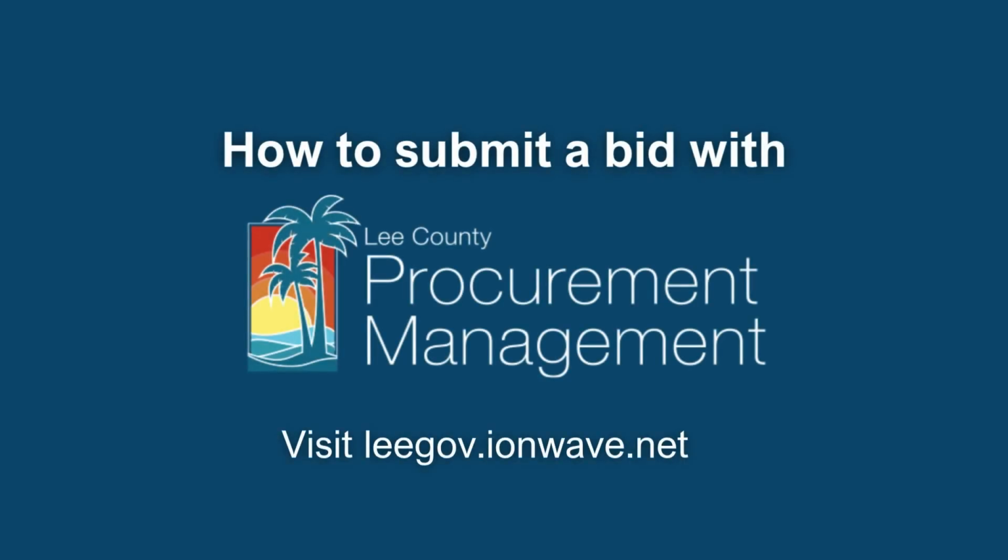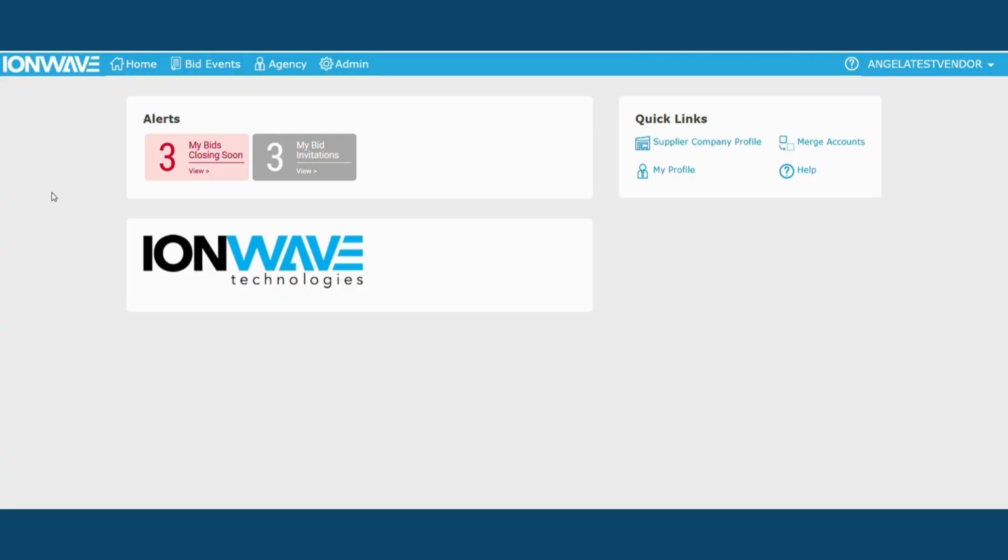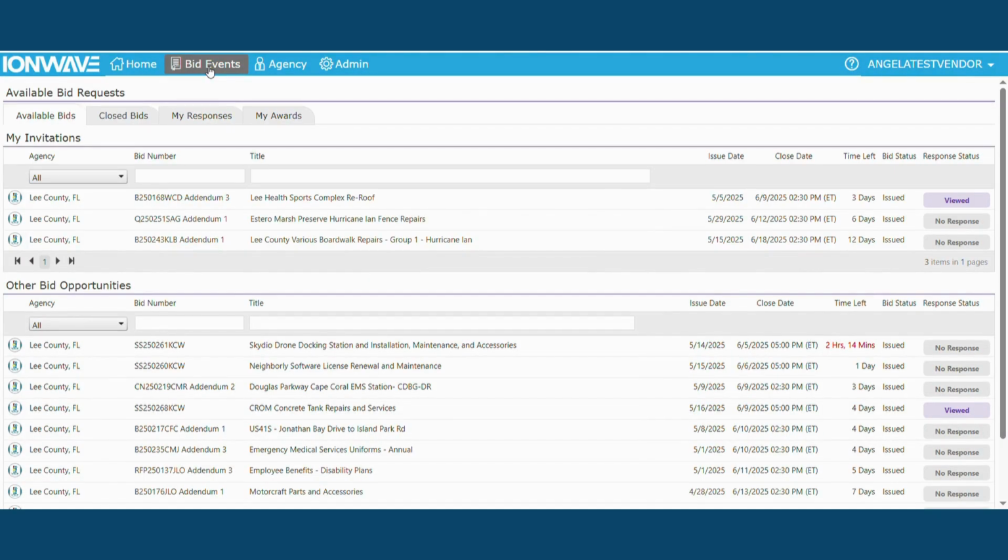Are you interested in doing business with Lee County government? To get started, be sure you are signed up as a vendor and log in at legov.ionwave.net. Click on Bid Events to view all current bid opportunities. Make sure you are in the Available Bids tab and click on the opportunity you would like to bid on.